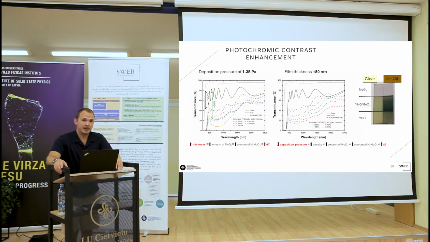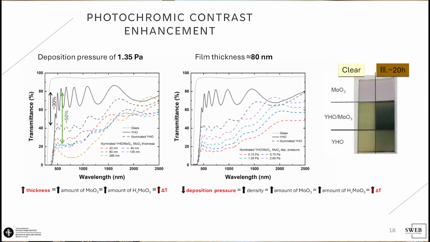And actually, for thicker films, the contrast is larger. And the explanation is that the more molybdenum trioxide, the more molybdenum bronze can form. And even for this, you see on the left side, the yellow dashed curve, there is this valley at 700 nanometers, which is characteristic for molybdenum bronze absorption band in this red part of the spectrum.